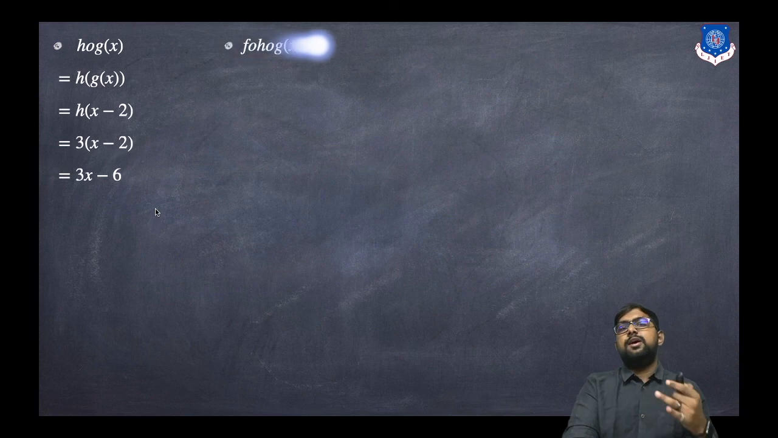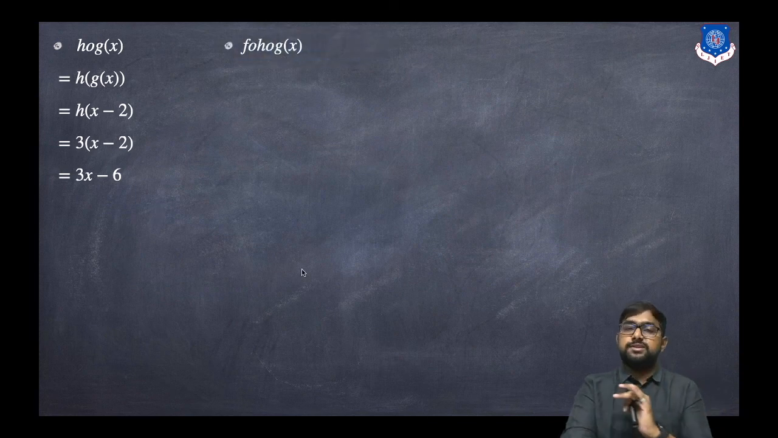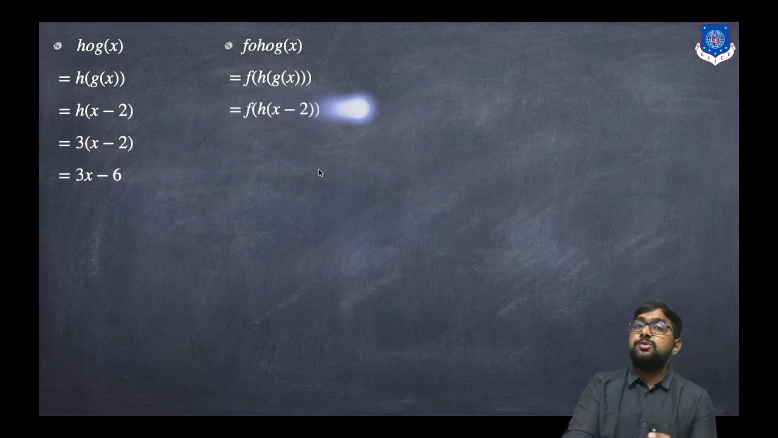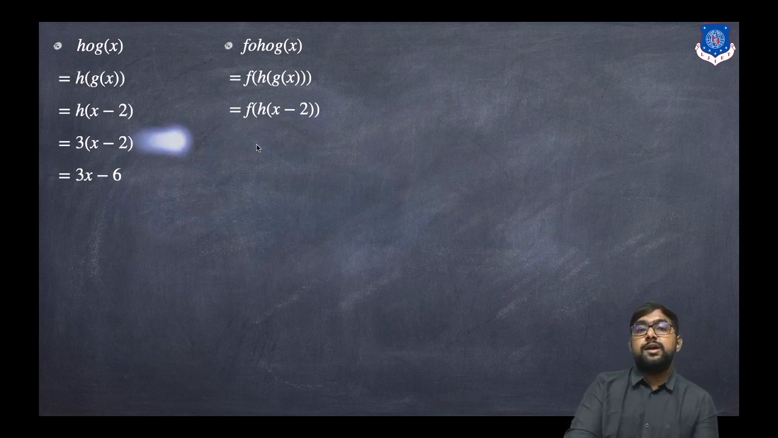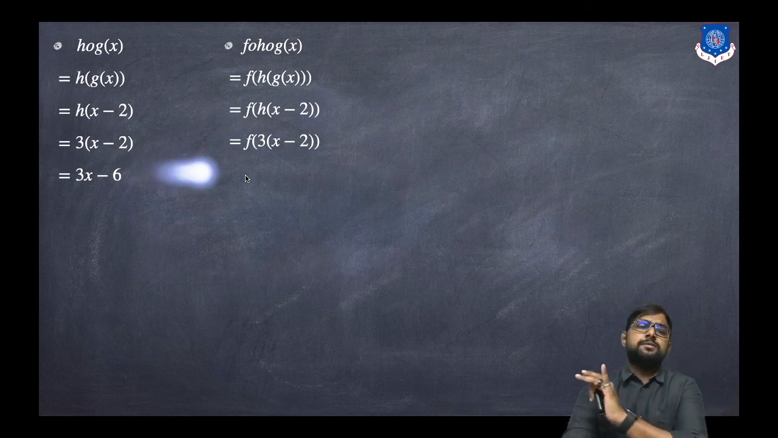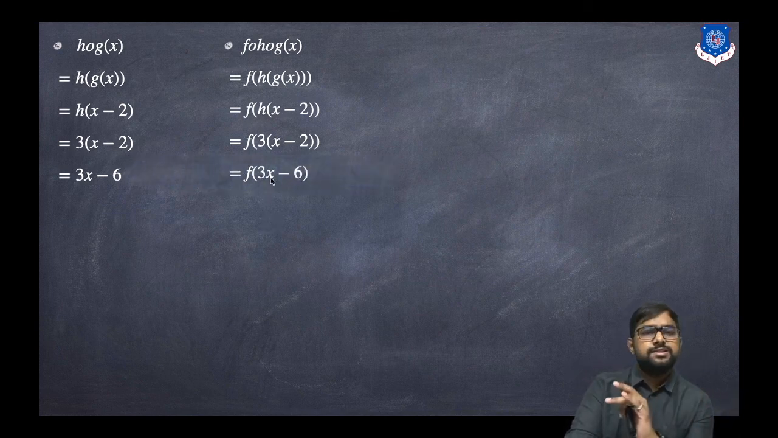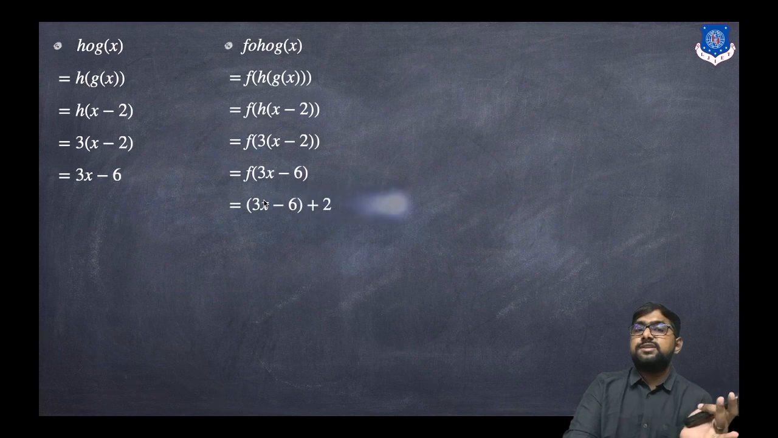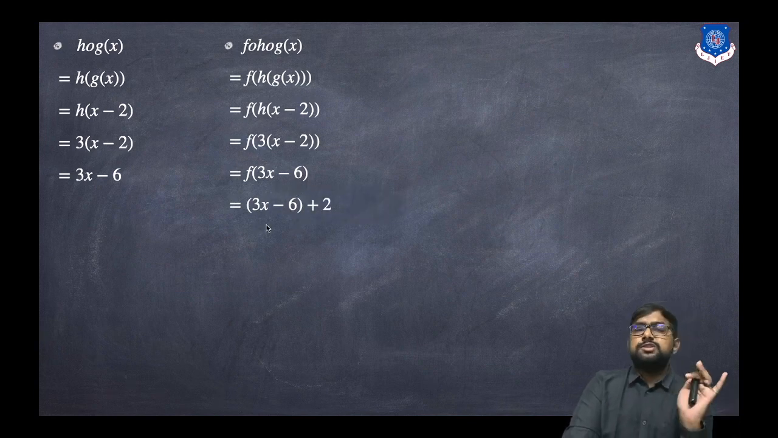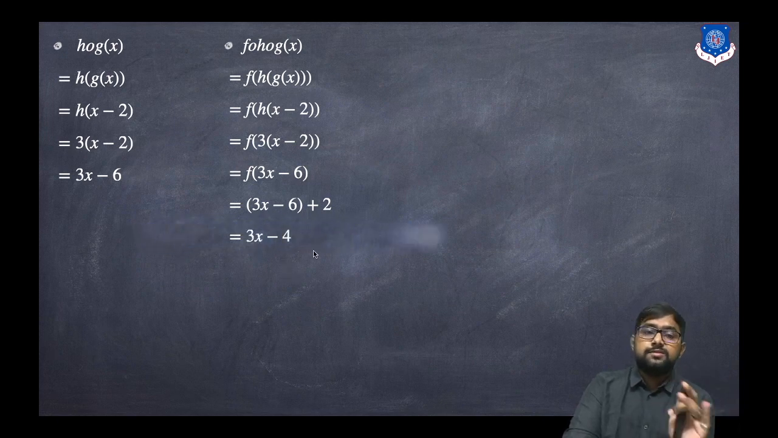Fine. Now the last one, (f∘h∘g)(x). Step by step we will do it. This can be written as f of h of g of x. Now substitute the value of g of x, that is x minus 2. Now just go for h. So h of x minus 2 will be 3 times x minus 2, because h is 3x. And last, f of something, so that is f of 3x minus 6. Now what is f of x? f of x is x plus 2. So instead of x we have this whole bracket, so this bracket plus 2. And the final answer will be 3x minus 4.